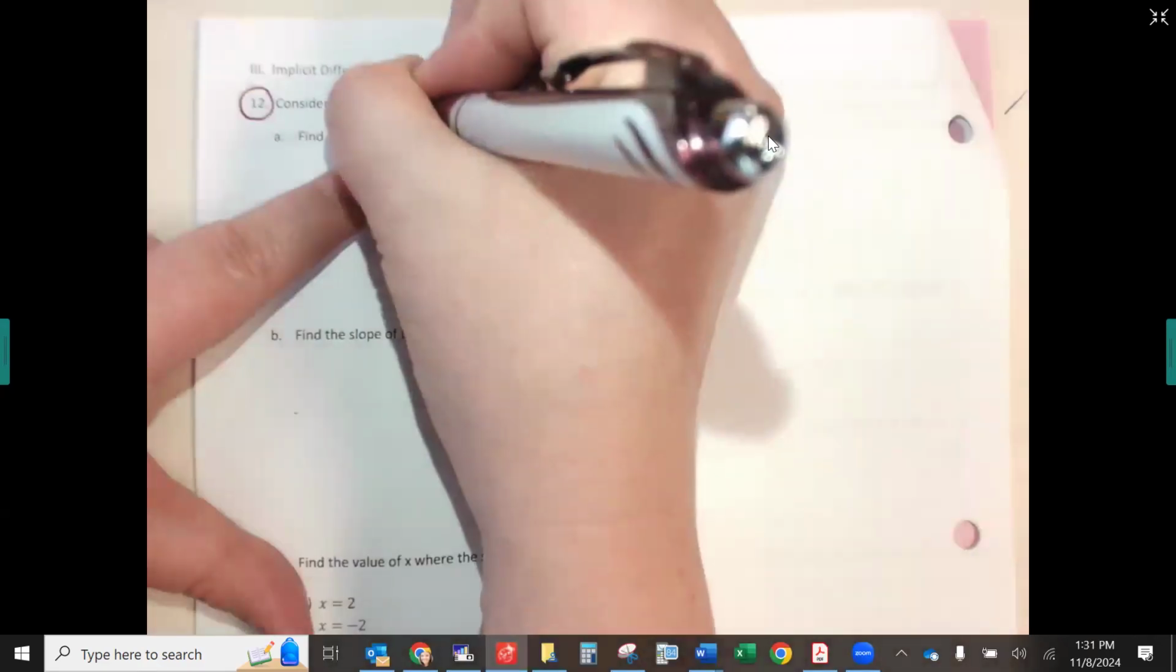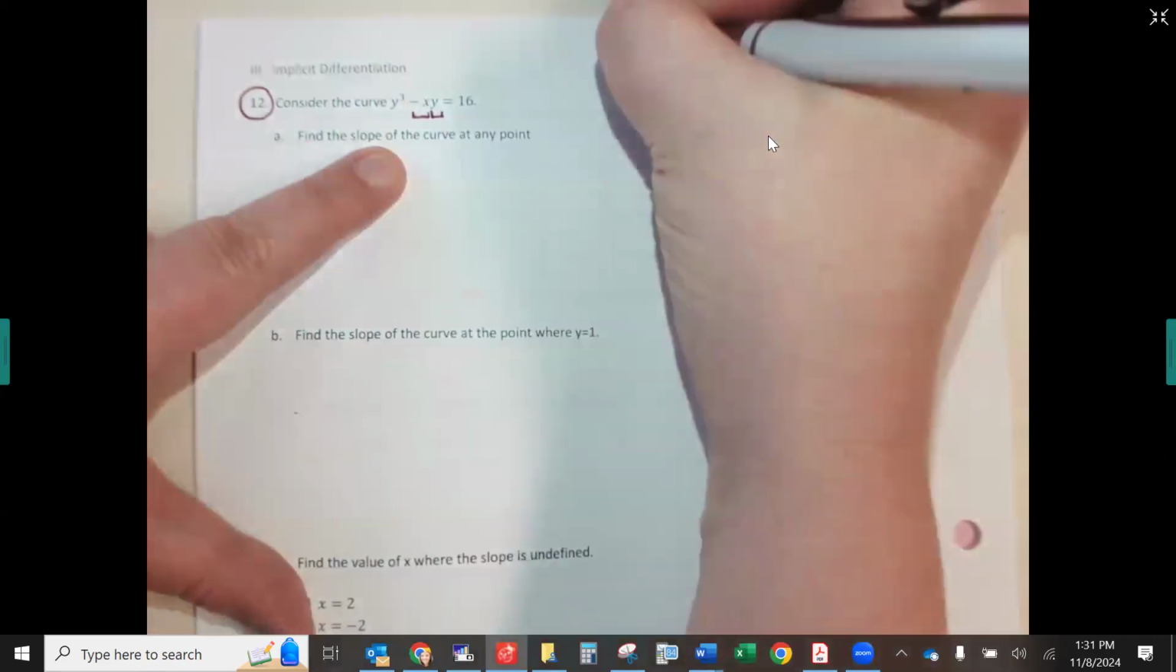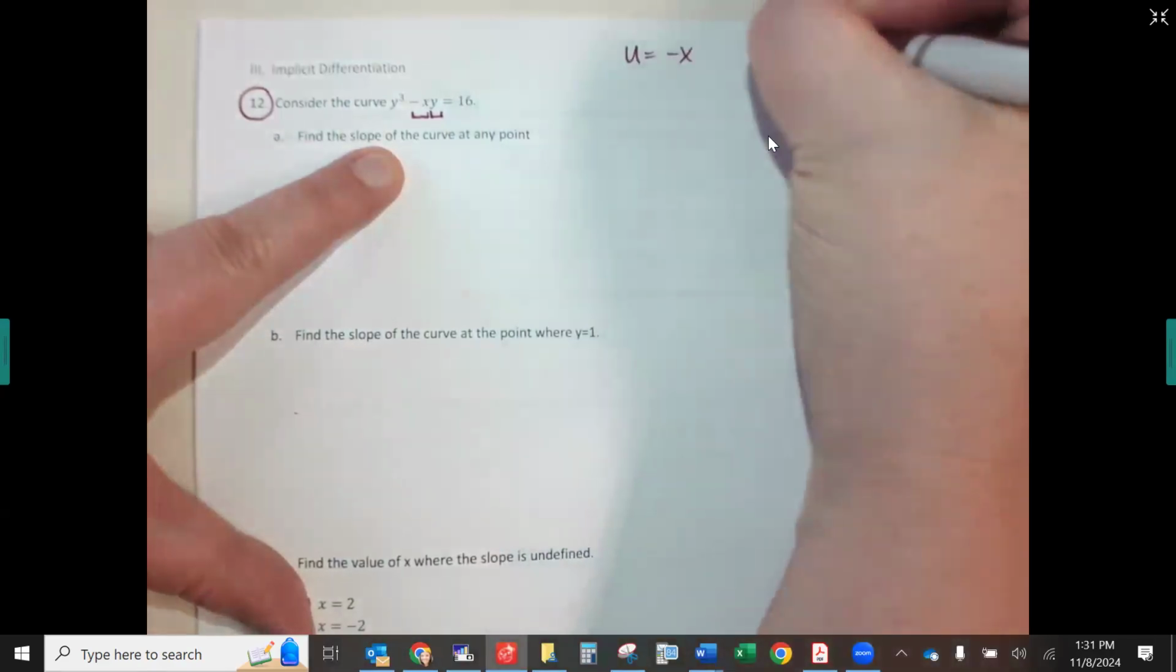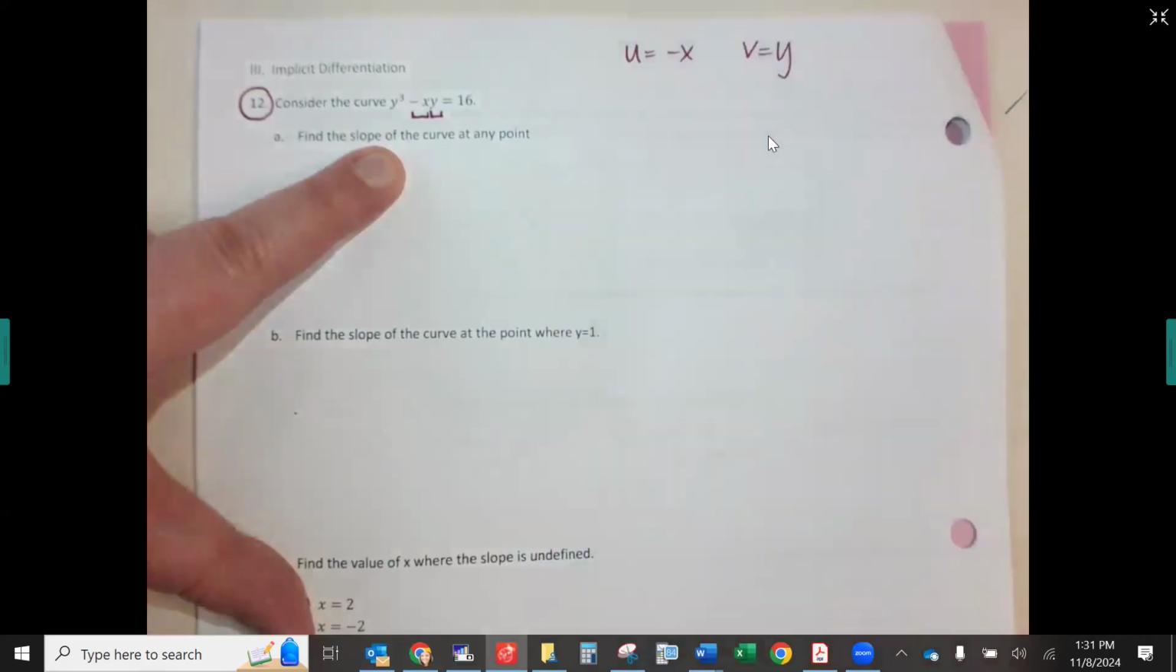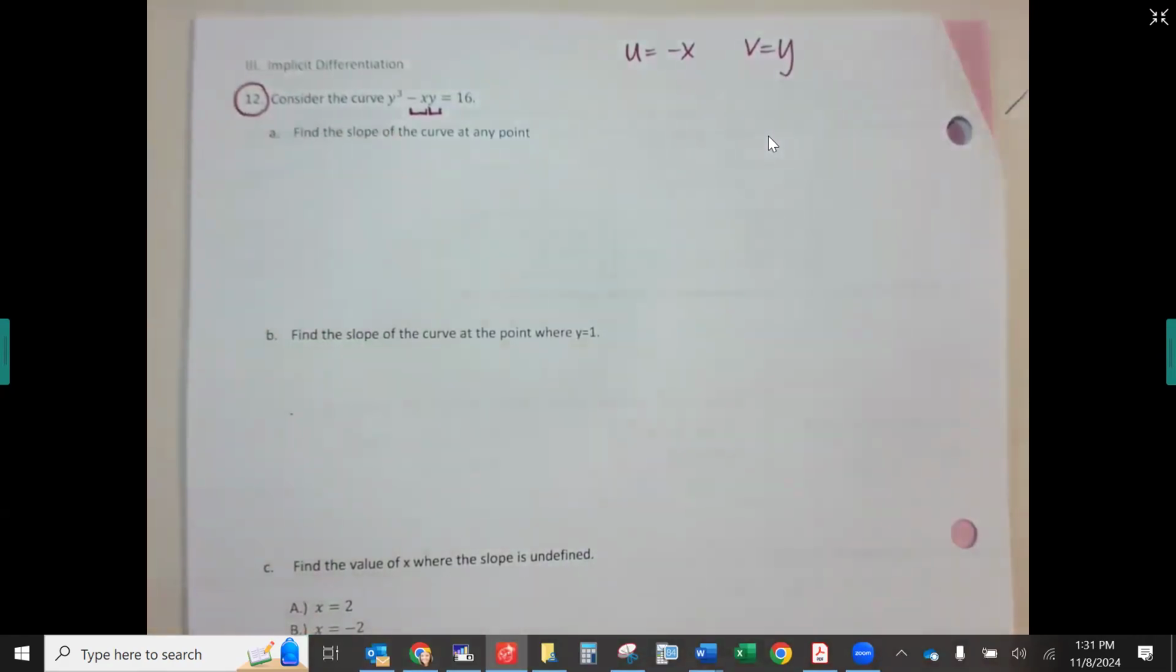Okay, for number 12, are you going to need any product rule or quotient rule? Yes. Which one do you need product rule for? Negative xy, right? So remember that the negative needs to be part of your product rule. So when you do it on this, your u is going to be minus x. Your v needs to be y. Okay, so make sure you build that negative into the equation.